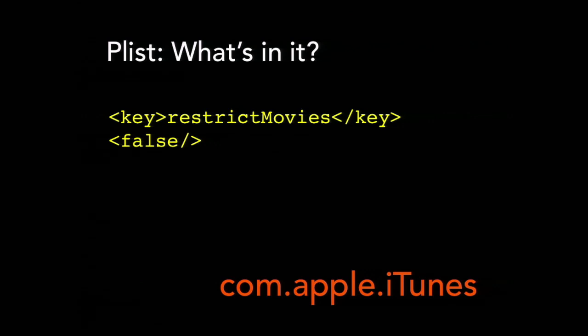In our dictionary, the key is the word that we're looking up. In this case, we're viewing the key that controls whether or not we restrict movies in iTunes. So in other words, the value is always following the key on the next line, and it can be one of several values. In this case, do we restrict movies? False. So no, we let them go, but we can change that to true. And then whoever's using iTunes would not be able to view movies or download movies.